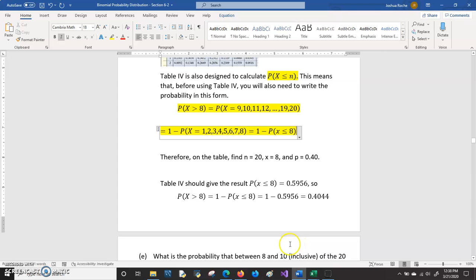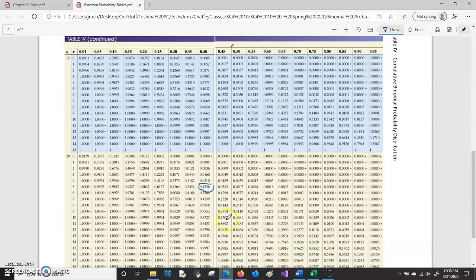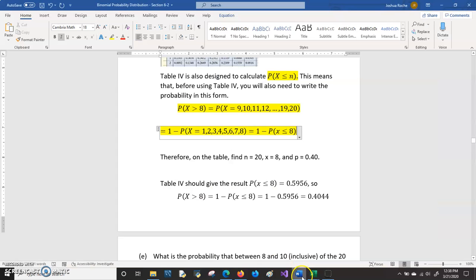In fact, we'll take a look at that over here. So for 8 and 0.40, there's the 0.5956. And then to find the probability that we're looking for, we'll do 1 minus the complement and get that same answer.